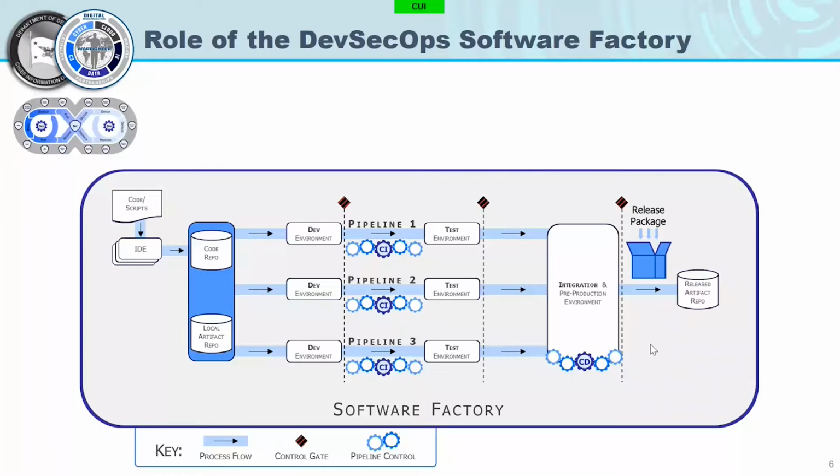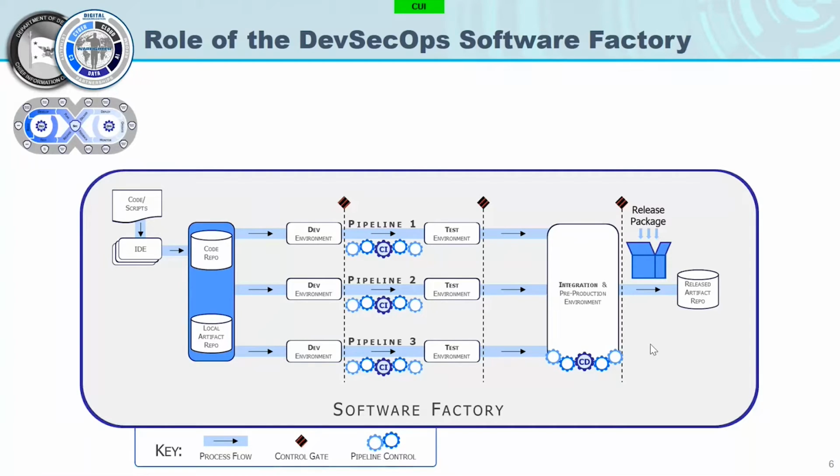And what I wanted to highlight on this particular slide were the control gates. So those control gates represent where those cybersecurity checks are going to take place as the software moves through the pipeline, as it transits from the dev environment through the CI/CD pipeline into test, into integration, and then finally ultimately being released for continuous delivery.